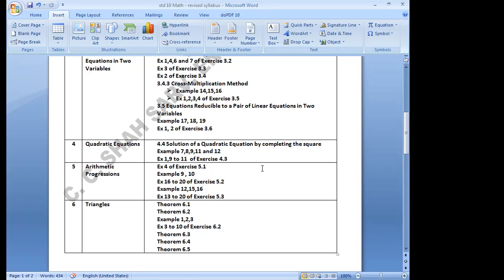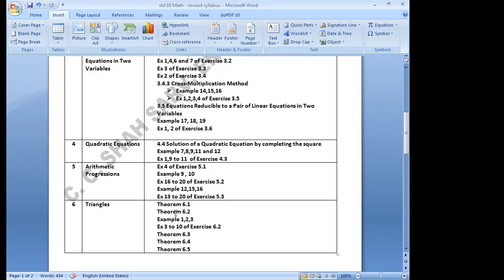Let's go to the next chapter, triangle, chapter number 6. Introduction part, page number 117 included. 118, 6.2, similar figures included. In this entire topic, page number 122, exercise 6.1, whole exercise is included. 1, 2, 3, page number 123, 6.3, similarity of triangle is included.